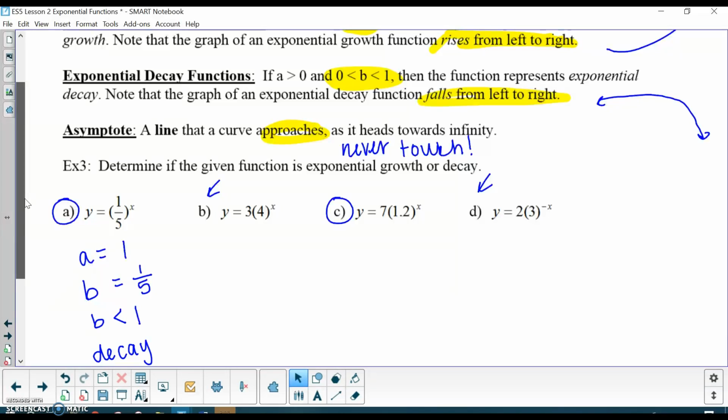C, our A is 7, our B is 1.2. We need to see, is that B value, 1.2, in between 0 and 1, or is it bigger than 1? 1.2 is bigger than 1, so it is a growth.